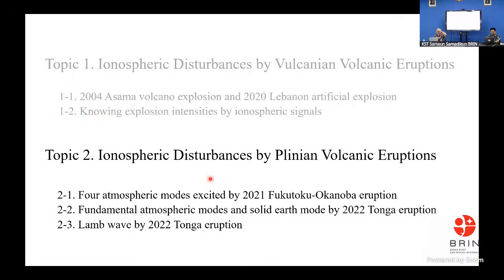Okay, so that is the story about the explosive volcanic eruption. I talked about knowing the explosion intensity by ionospheric signals. Now we talk about larger volcanic eruptions, for example, 2021 in Japan and 2022 in Tonga.